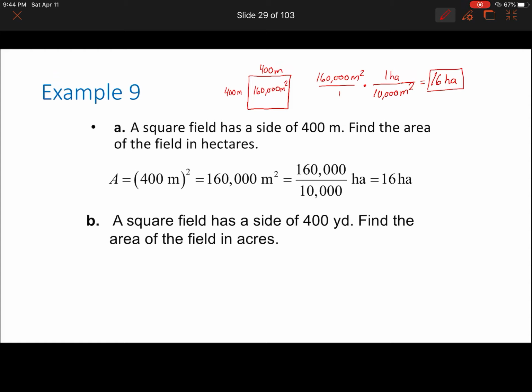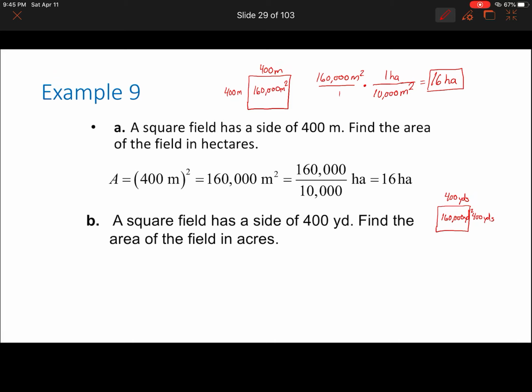Now, look at the next one. It says a square field has a side of 400 yards. We want to find the area of the field in acres. So again, it might be helpful to draw a picture, just a little sketch to think about. So if it's 400 yards for each side, that's 400 by 400. So the area of that field would have to be, again, 160,000 yards squared.